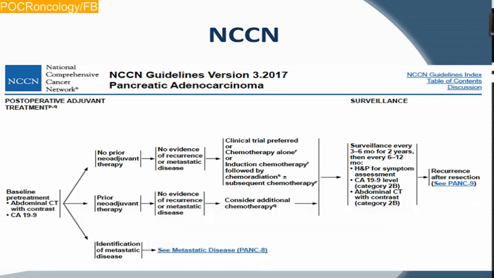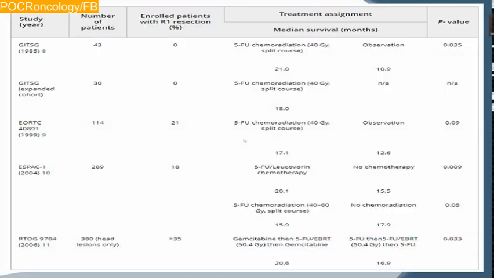In resectable pancreatic cancer, here is the NCCN guideline, followed by many physicians all over the world. Here it's mentioned that one of the options can be induction chemotherapy, followed by chemoradiotherapy in the adjuvant setting. If we look, in contrast, at the European guideline, they will not mention it unless you're doing a clinical trial. So radiotherapy is not an option in the adjuvant setting.